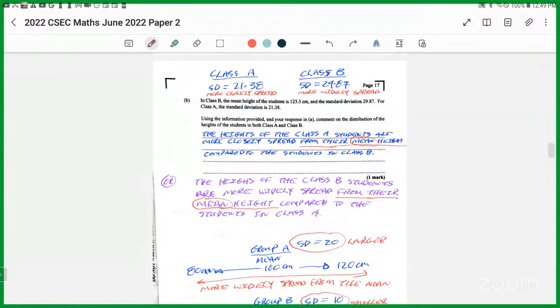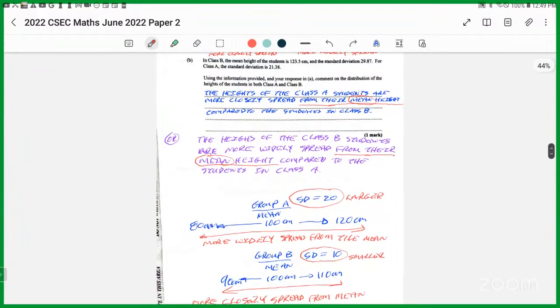All right, beautiful. Remember this. The bigger standard deviation means that the data spread more widely from the mean. Smaller standard deviation means that the data spread more closely. The heights of the students are closer to the mean height.